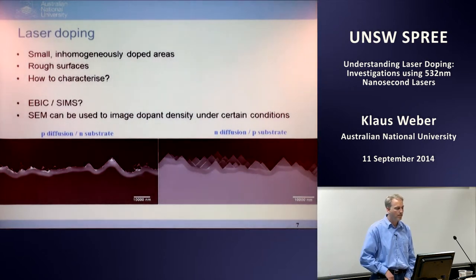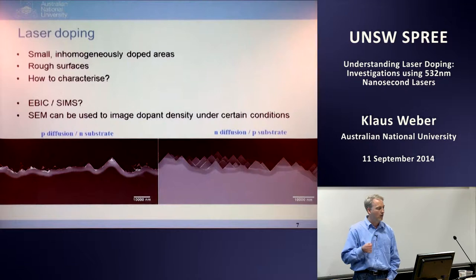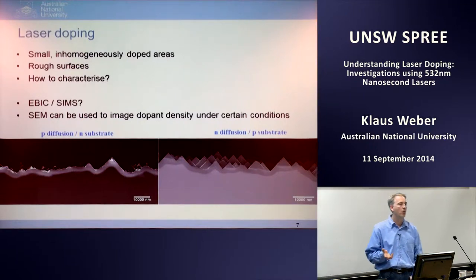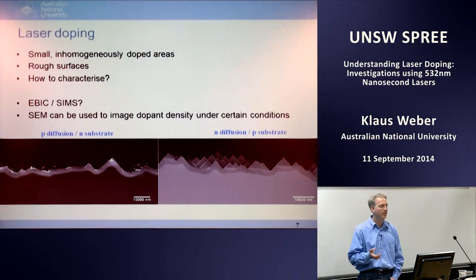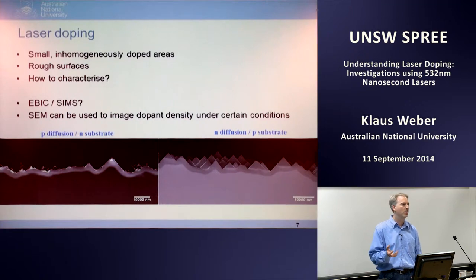Okay, so the first topic I want to talk about a little bit is when we do laser doping, normally, particularly in the case of IBC cells, we want to create localized features. They might be lines or they might be dots. And one of the things that we normally would like to know is, how much dopant did we incorporate when we did our doping process? And how was this dopant incorporated?